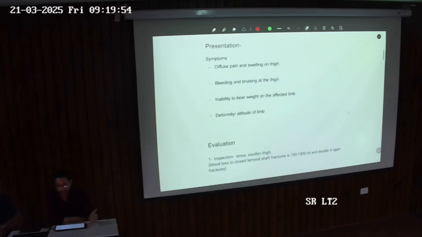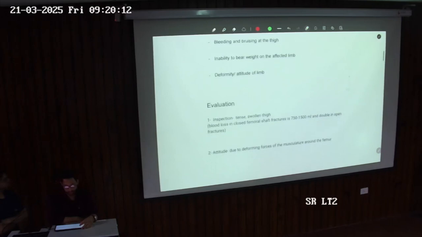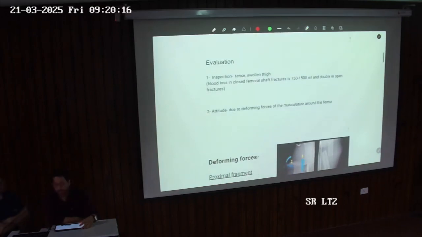So the symptoms will be pain and swelling, mainly over the thigh. There might be bleeding or bruising over the thigh region, that is, bluish discoloration will be present. The patient will not be able to bear weight, and there will be deformity or change in the attitude of the limb. On the signs that are seen here, on inspection, there will be a tense, swollen thigh.